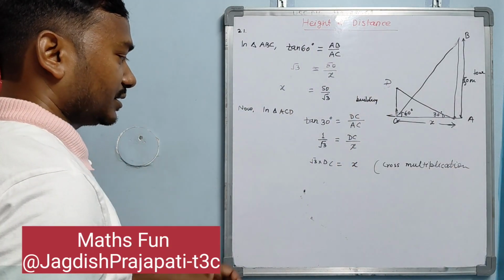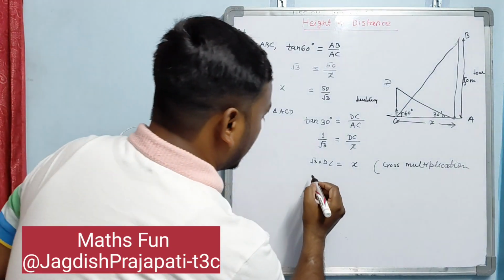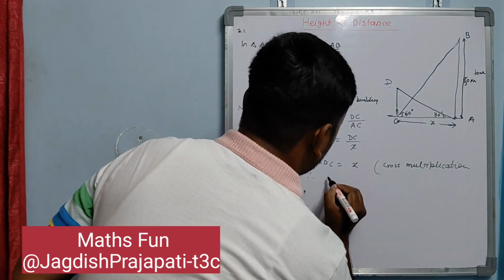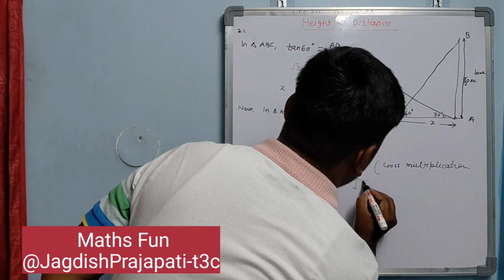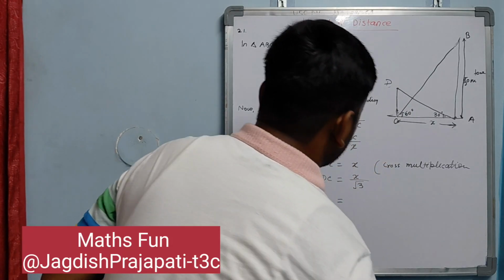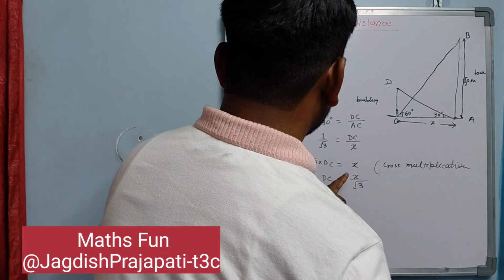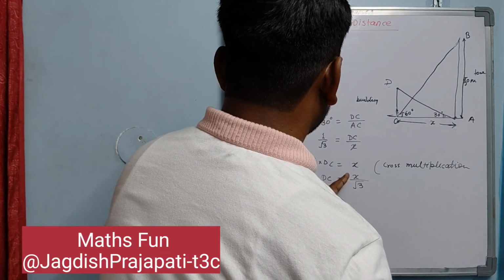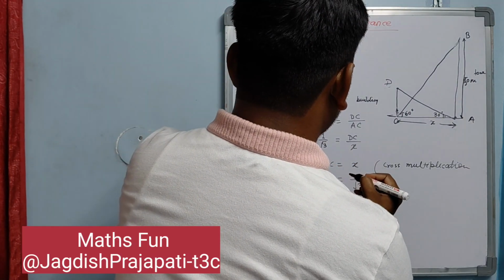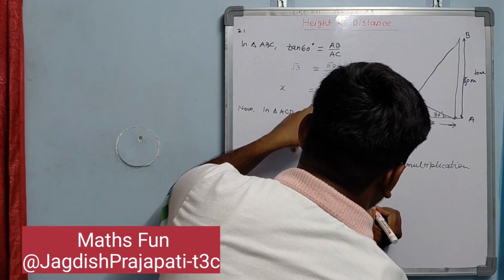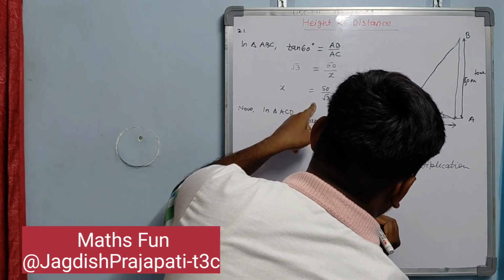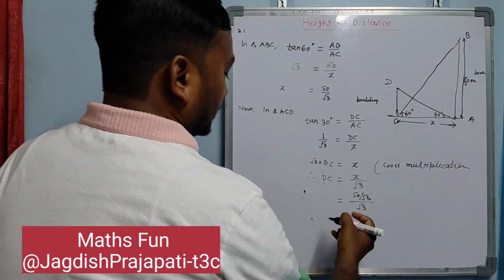Using cross multiplication, DC will be x upon under root 3. What is x? x is 50 by root 3, and we have already root 3 in the denominator.